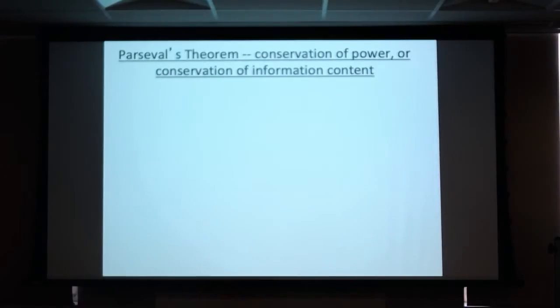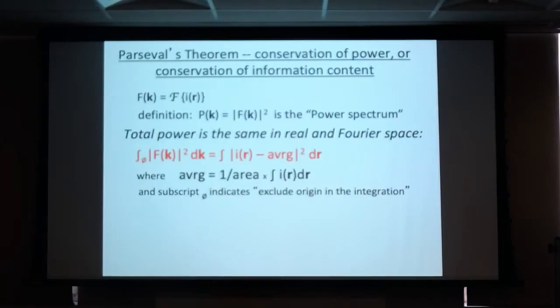Okay, so there is an important theorem which is called Parseval's theorem. It's conservation of power or conservation of information content. So if F of k is the Fourier transform of an image I of r, then we can define a power spectrum, which is the absolute square of the Fourier transform. So it's called the power spectrum. And the total power is the same in real and Fourier space.